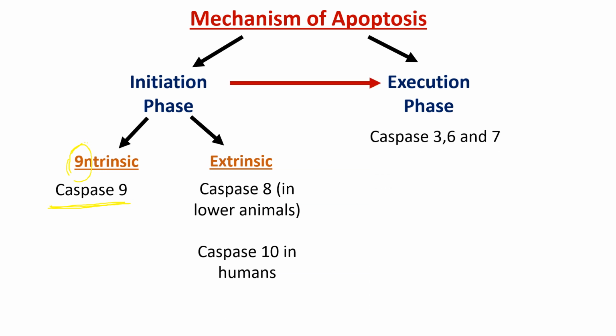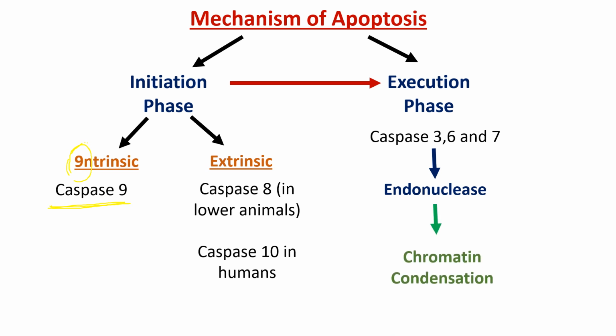In the execution phase we have caspase 3, 6 and 7. They are going to activate endonucleases, and at the end of apoptosis these endonucleases will cause chromatin condensation. So this is the whole mechanism of apoptosis in brief. We are going to discuss it in detail, the intrinsic pathway and extrinsic pathway, as well.